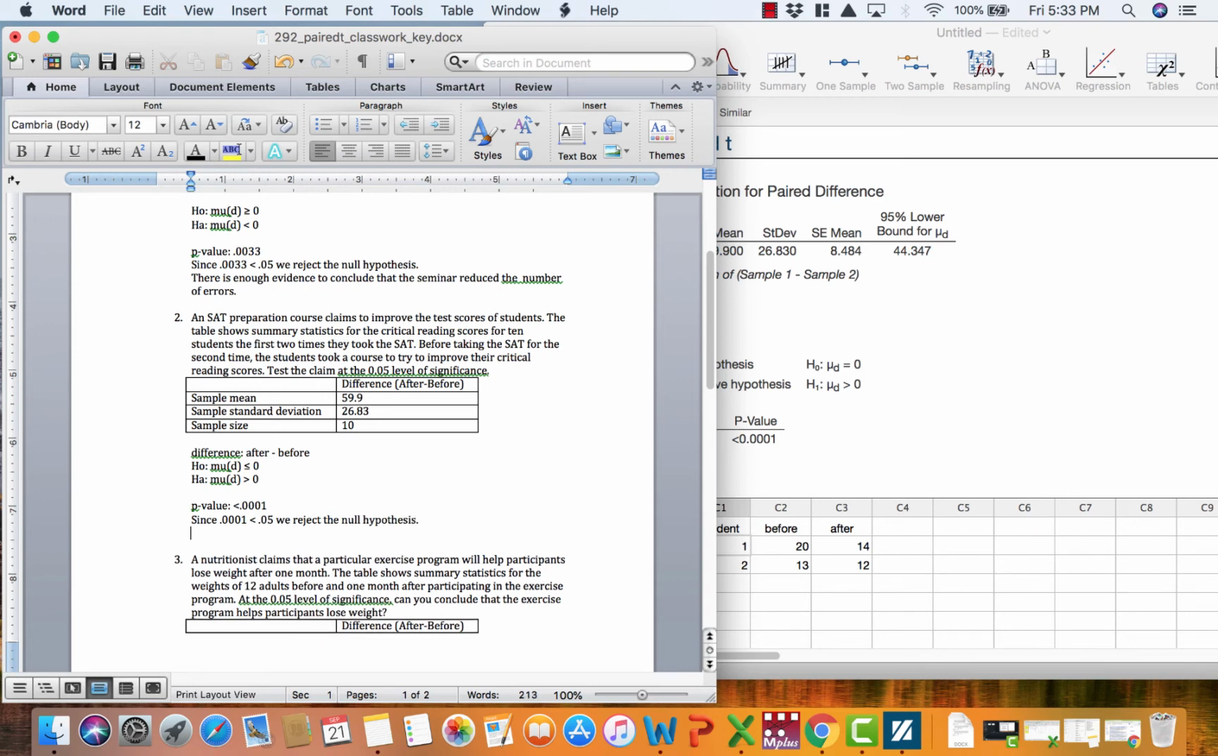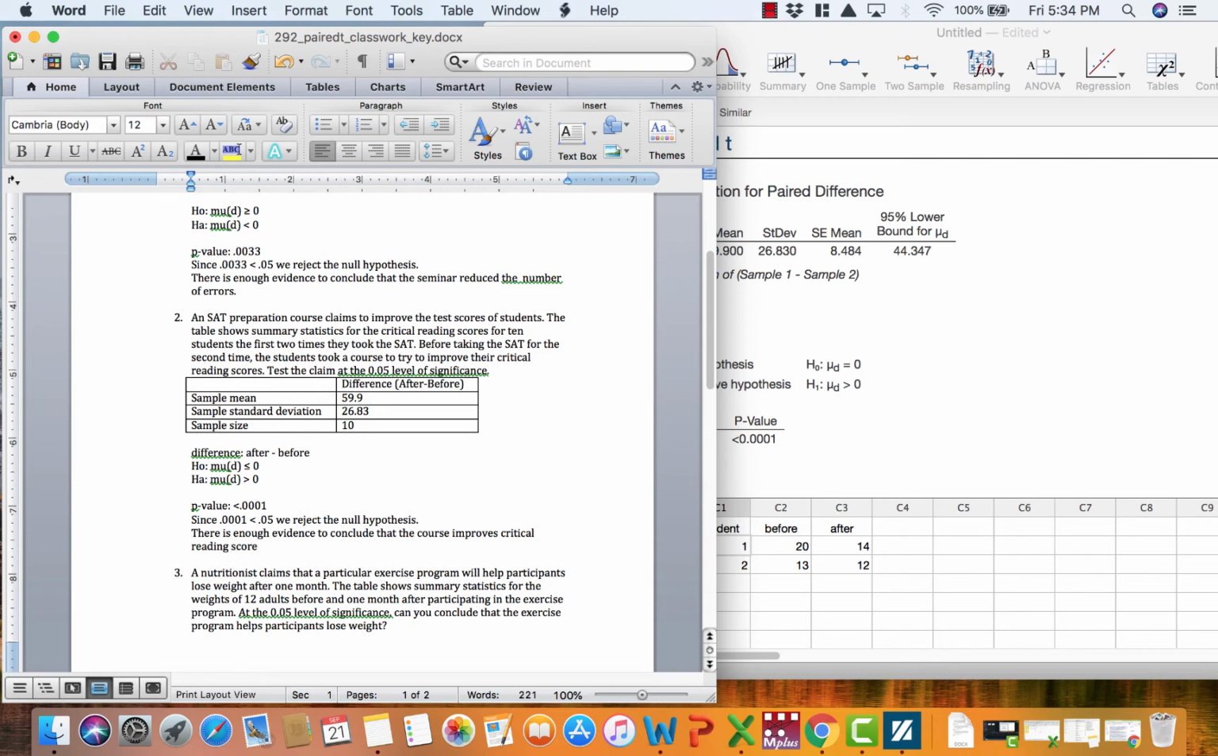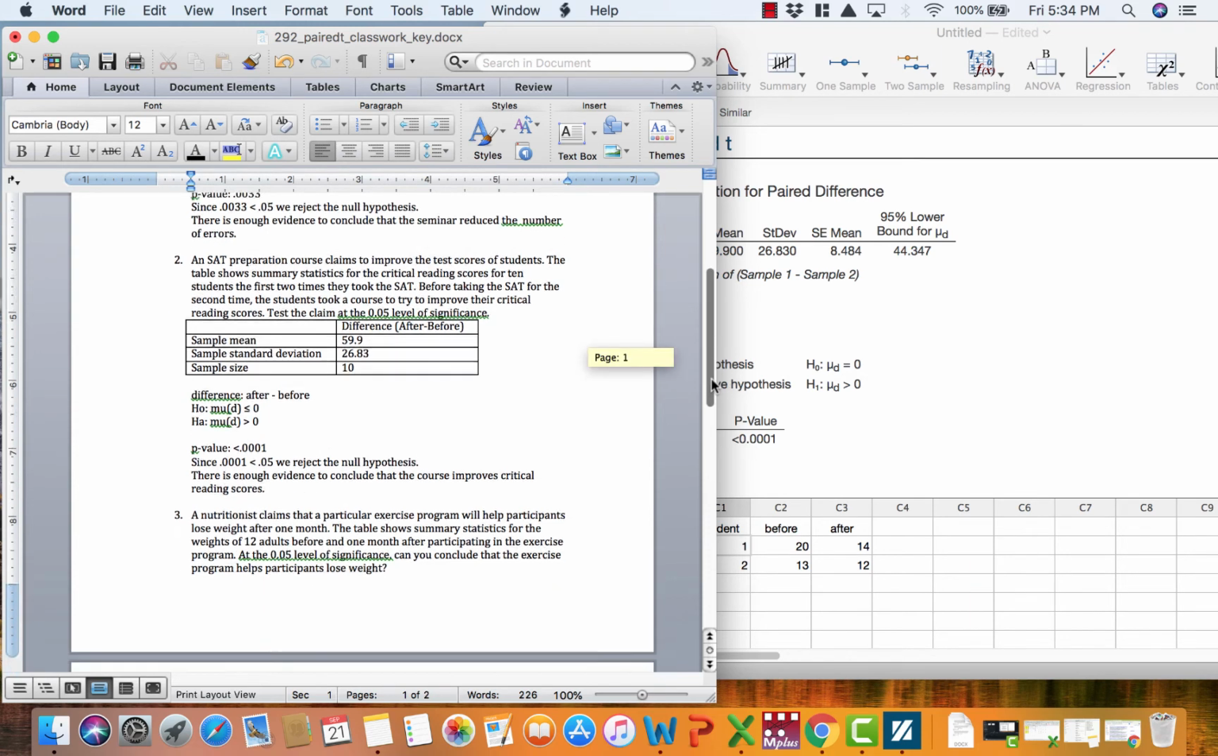What does that mean for the problem? There is enough evidence to conclude that the course improves critical reading scores. And you could say improves or increases. All right, so there's several ways we could say that.